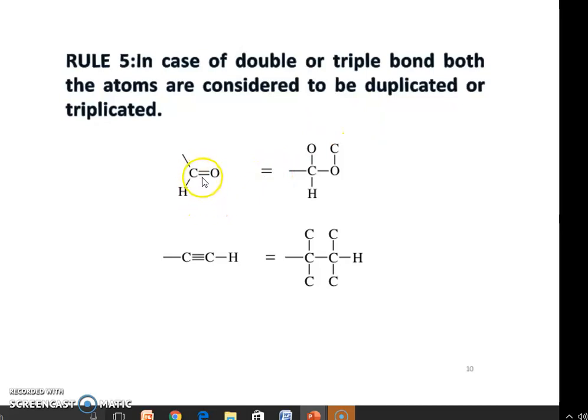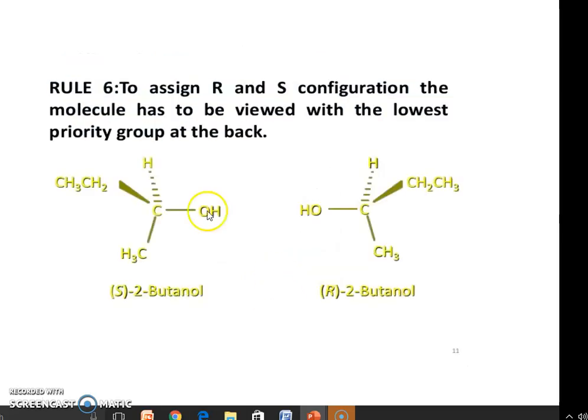So this is the double bond. You can see both are duplicated: carbon oxygen and oxygen carbon. So this is the triple bond. This is triplicated: carbon carbon, carbon carbon. So like this the priority is assigned.